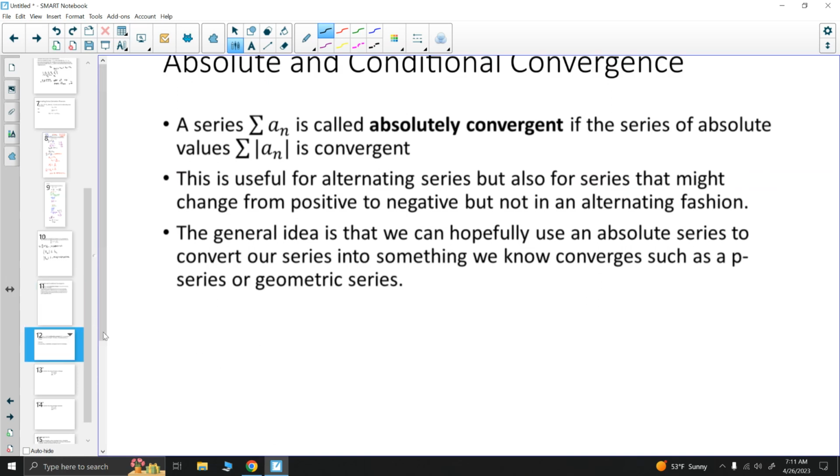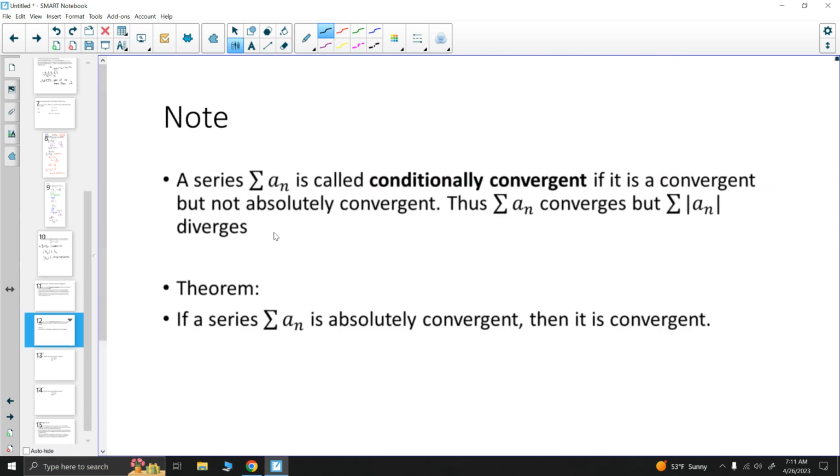A series is called conditionally convergent if it is a convergent series, but not absolutely convergent. So our series converges, but our absolute value series diverges. It's called conditionally convergent, and again, it's a weaker statement than absolute convergence. If a series is absolutely convergent, then it converges. So if we can show absolute convergence, then we know the series converges, period.